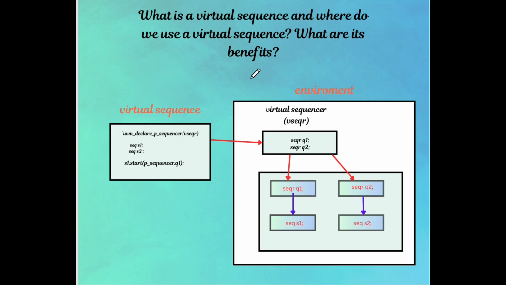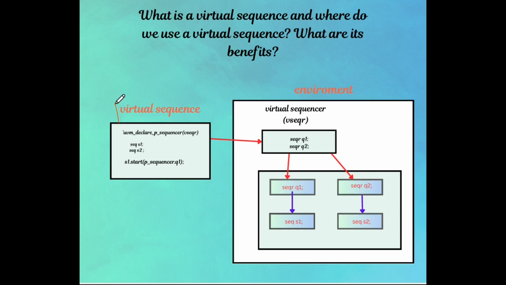What is a virtual sequence, where do we use it, and what are its benefits? Here a virtual sequence is a container which contains the handles of multiple sequences, like this one and this one, sequence 1 and sequence 2. It also contains the handle of the virtual sequencer, like v sequencer here, which is a handle.